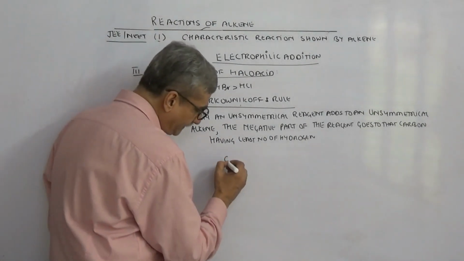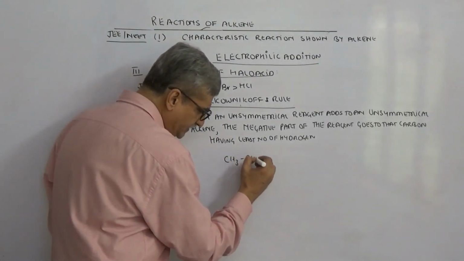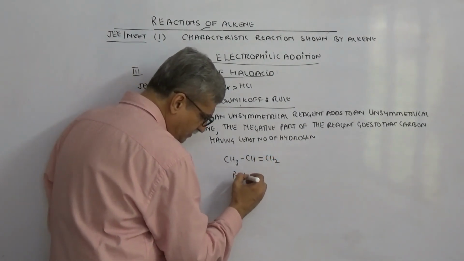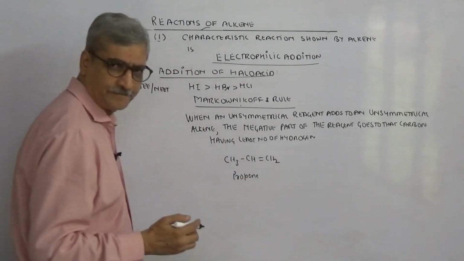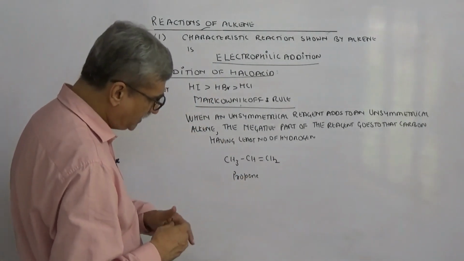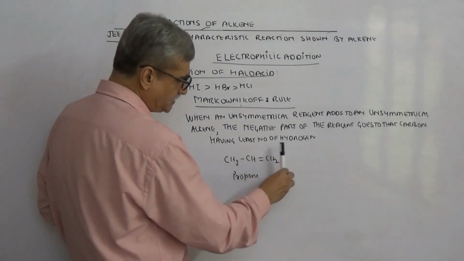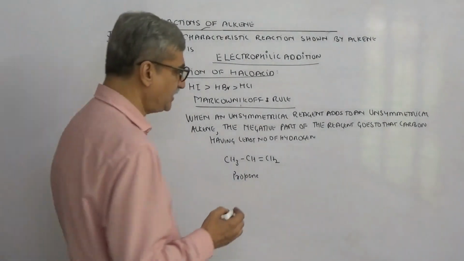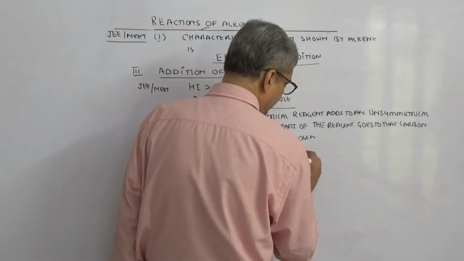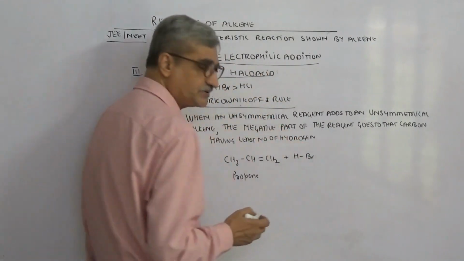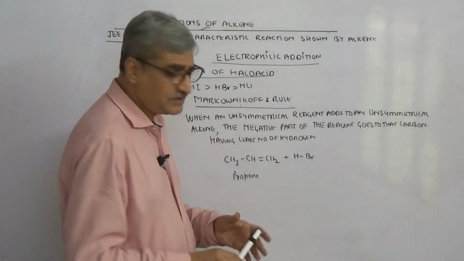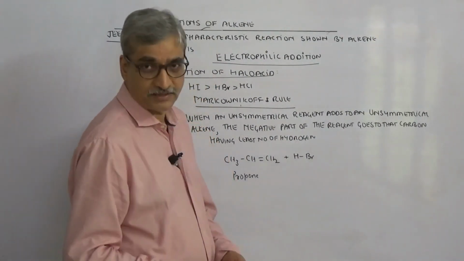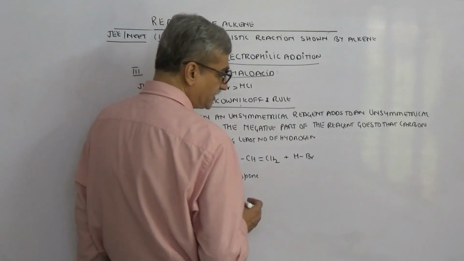So we have to take CH3CH=CH2. So this is propene. You can see over here across the double bond, this is CH2 and this is CH3CH. So it's an unsymmetrical alkene. Now this reacts with HBr, suppose. So your reagent is also unsymmetrical. Why? Because across the bond, you have H over here and Br over there. So HBr is an unsymmetrical reagent.